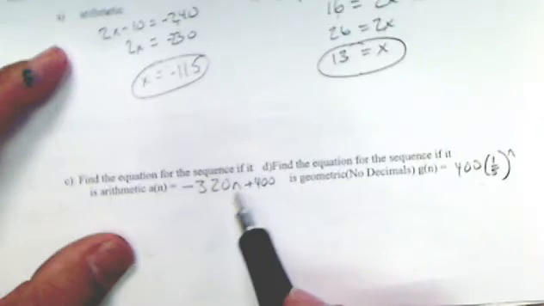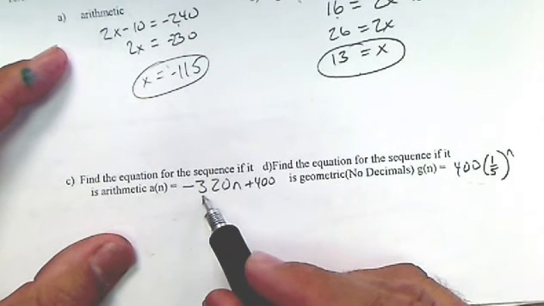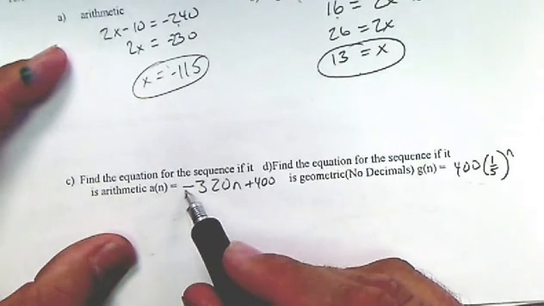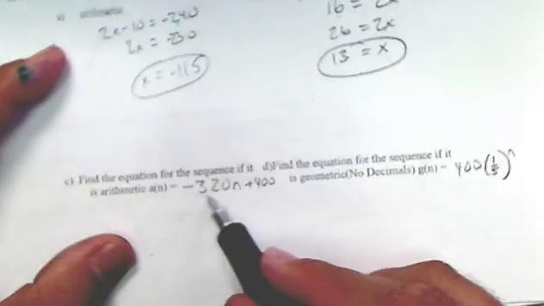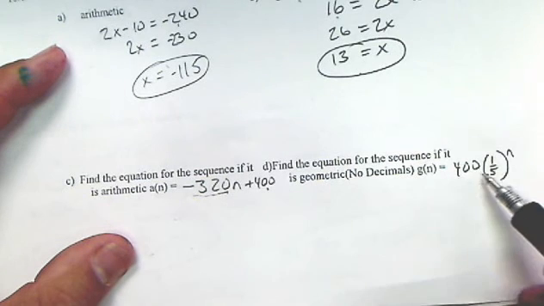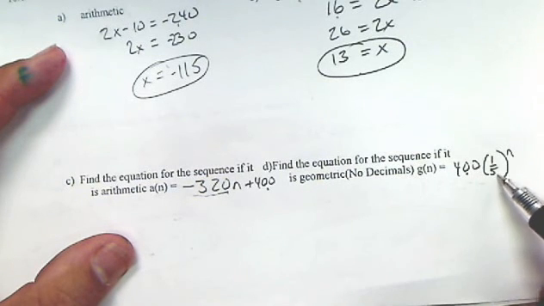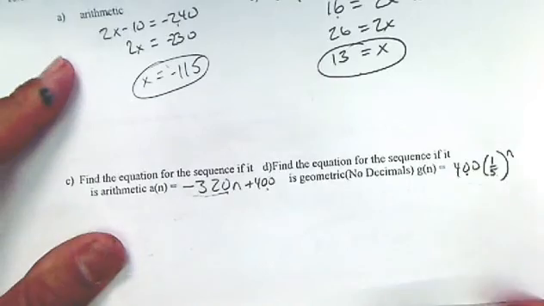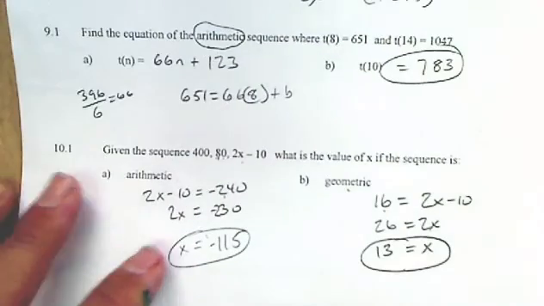And write in the equation, for the arithmetic, since you're subtracting that every time, and you started off at 400, this one, start off at 400, and you're multiplying by 1/5 every time. That's it.